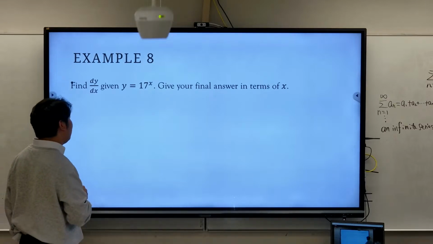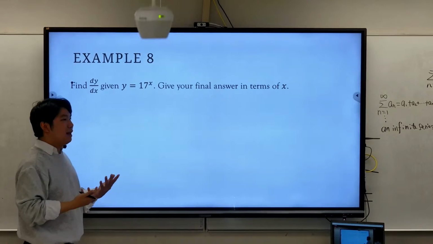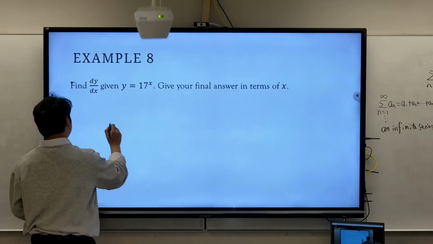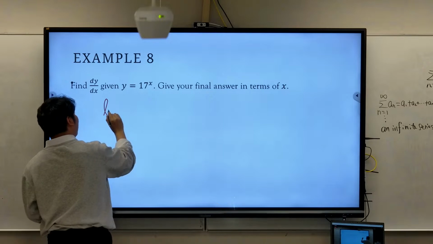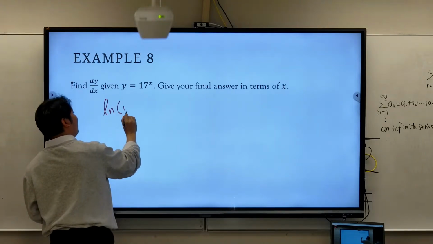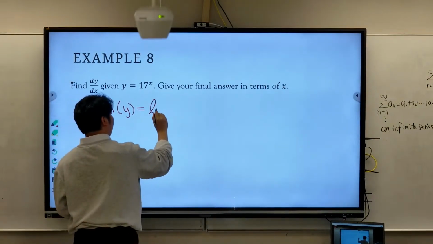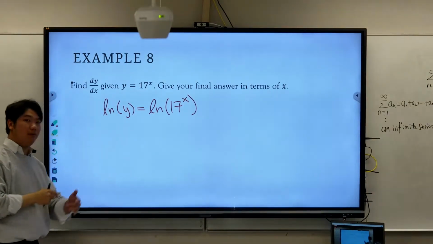Yeah, so in other words, what I did last time was I took the natural log of the left and the natural log of the right. In other words, instead of having y is equal to 17 to the x, I wrote the natural log of y is equal to the natural log of 17 to the x power, like so.